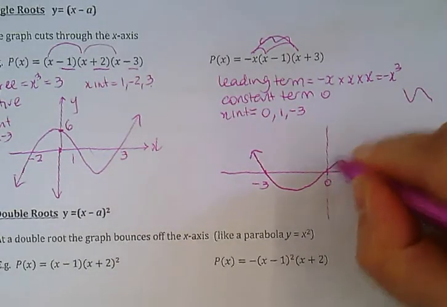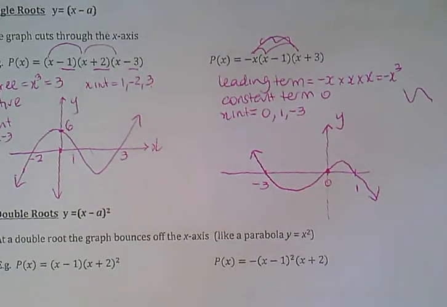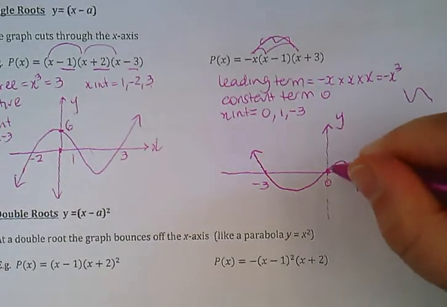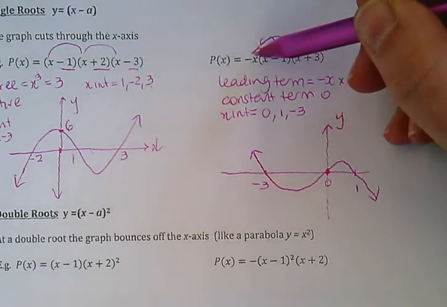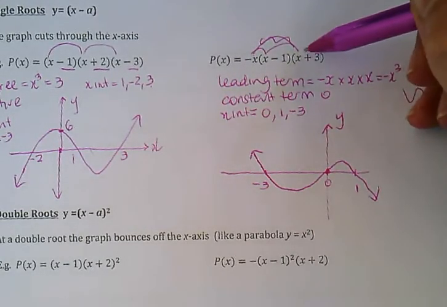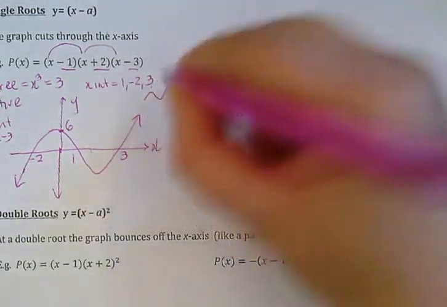The y-axis would be here as well, because one of the x-intercepts is 0. When x is 0, you're also going to have y is 0, because 0 times negative 1 times 3 is 0. If you've got an x-intercept of 0, the y-intercept's 0. All right? So this type is like that.